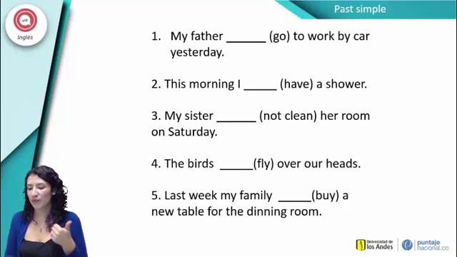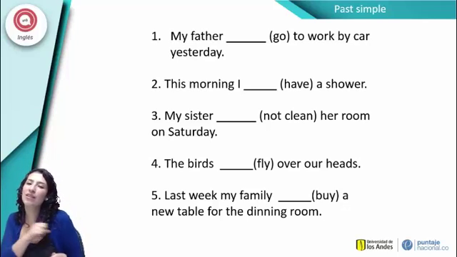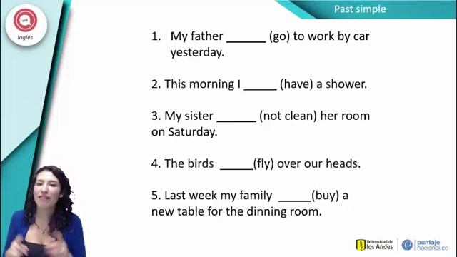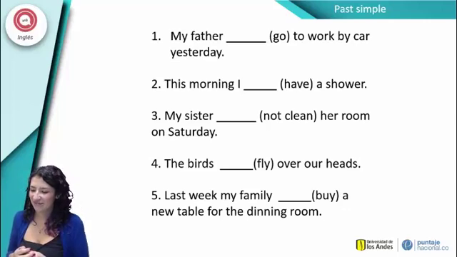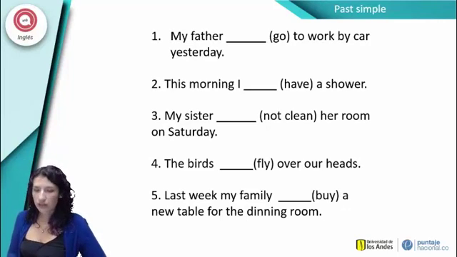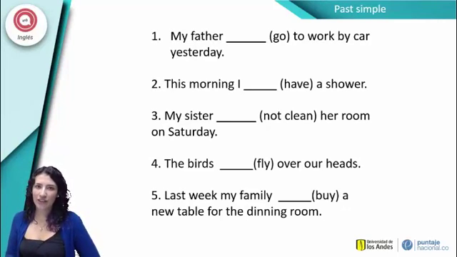Okay, yes, flew. No flow. Flow is the one that the rappers have. We have flew, not flow. Okay. We have last weekend my family bought. Very good, yeah. Buy is also an irregular verb, so the past of buy is bought. So last week my family bought a new table for the dining room. Excellent.